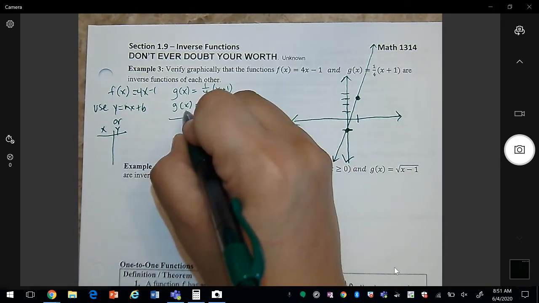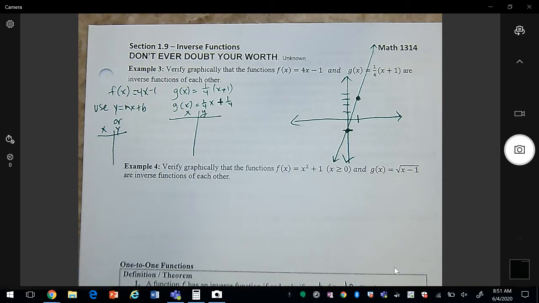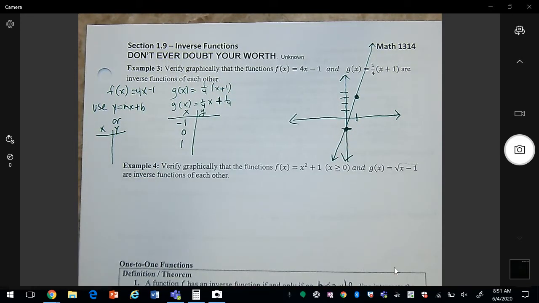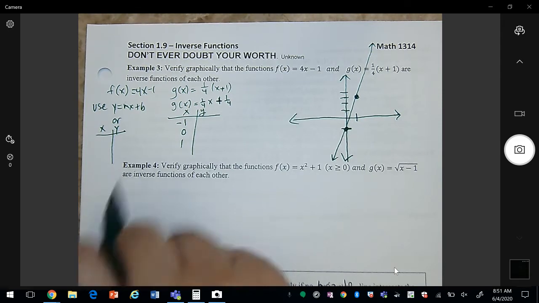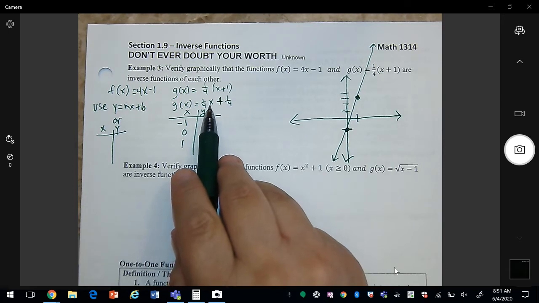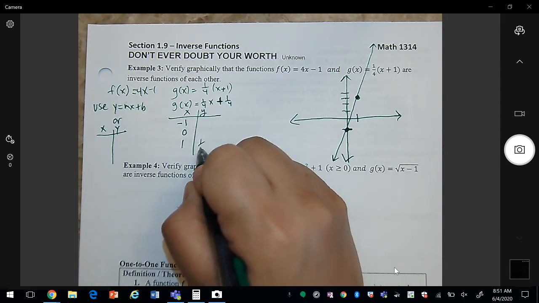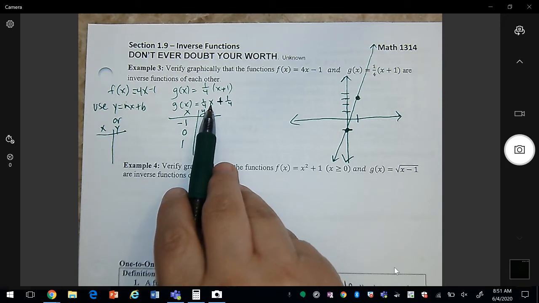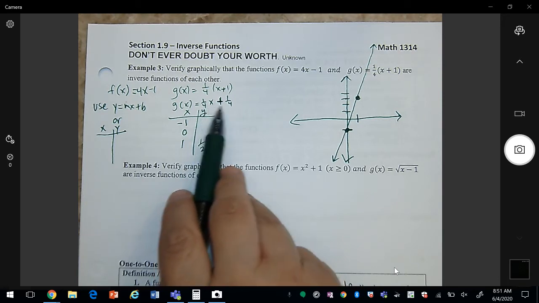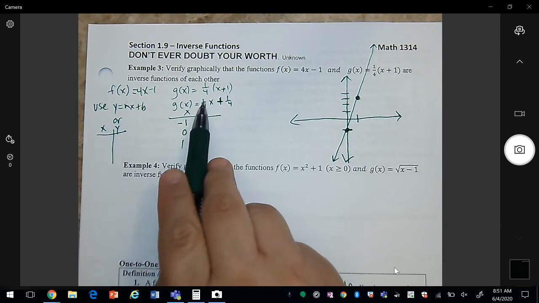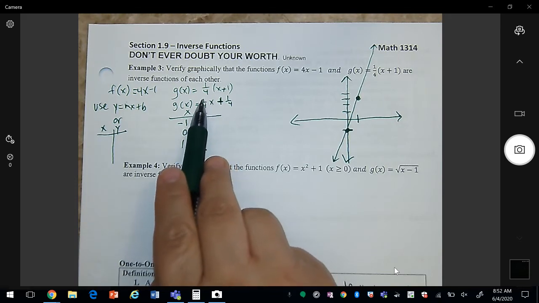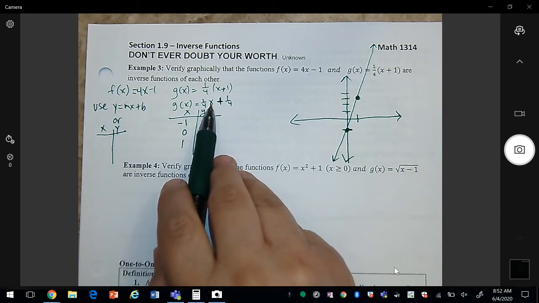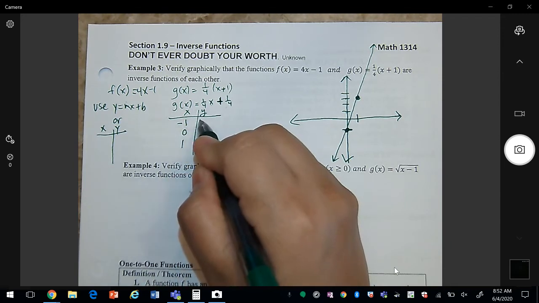And then for the second one, I'm going to go ahead and use a table of values. So if I use -1, 0, and 1, so we plug in the 1 for x here. 1/4 plus 1/4 gives us 2/4, which becomes a half. If I plug in 0 here, then I get 1/4. And if I plug in -1 here, I get -1/4 plus 1/4, which would be 0.